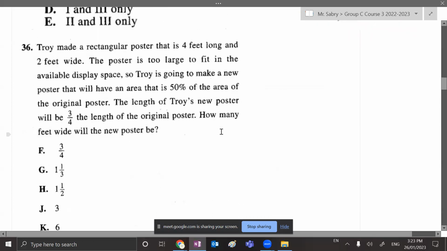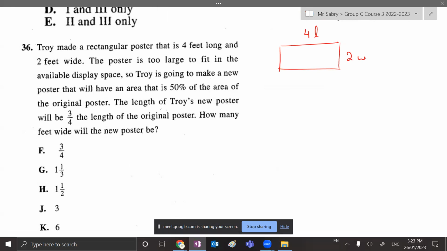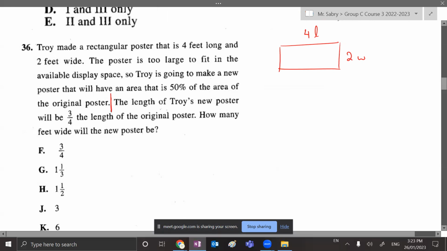It says here, Troy made a rectangular poster that is 4 feet long and 2 feet wide. So we have this rectangle that has 4 in length and 2 in width. The poster is too large to fit in the available display space, so Troy is going to make a new poster that will have an area that's 50% of the area of the original poster.